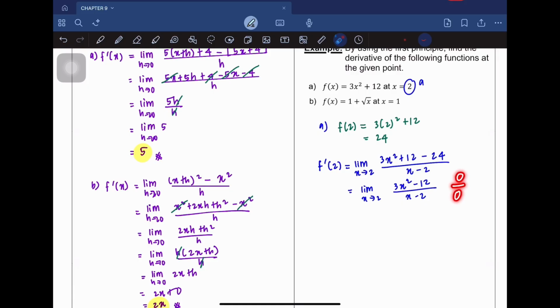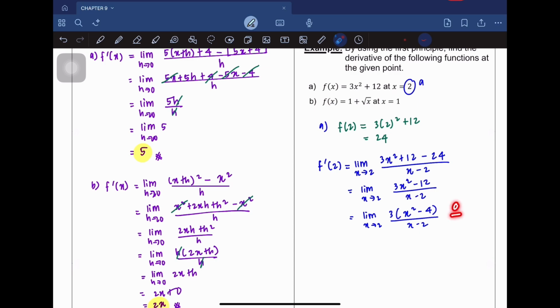Okay, 0 over 0. So again, you need to use this factorization method. So apa yang kita akan faktorkan yang atas ni. Okay, so yang ni jangan guna kalkulator dulu. Awak check dulu apa yang sama yang boleh bawa keluar. Okay, apa yang sama? So kita ada 3, 12. Okay, kita boleh bawa keluar 3. Factorize keluar 3. Keluar 3, yang dalam tinggal x square minus 4.